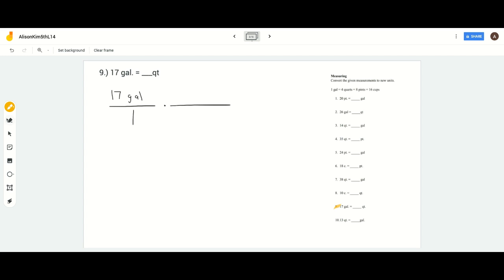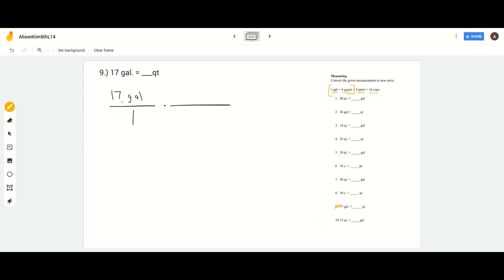Now we're going to do measuring. For this one, they gave us 17 gallons and we had to find out how many quarts equal 17 gallons. If we look below the directions, it says 1 gallon equals 4 quarts equals 8 pints equals 16 cups. We only want to look at gallons and quarts because we're just trying to find quarts. So 1 gallon equals 4 quarts. That's all we need to know for number 9.